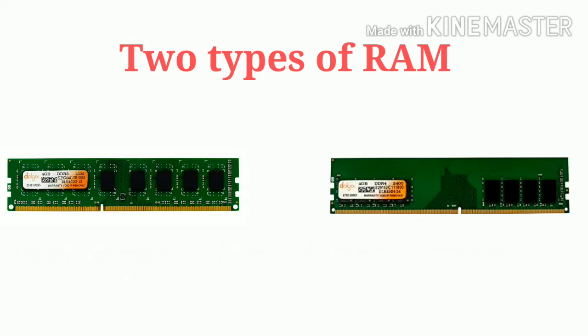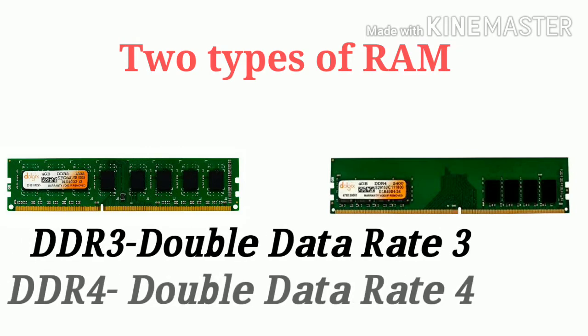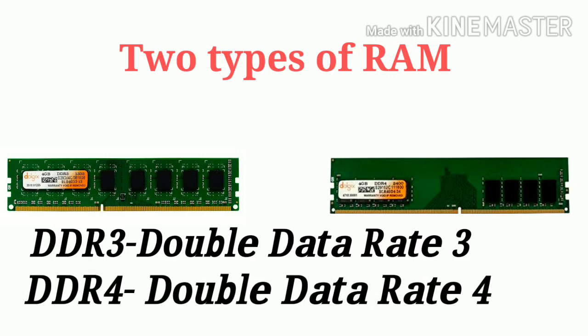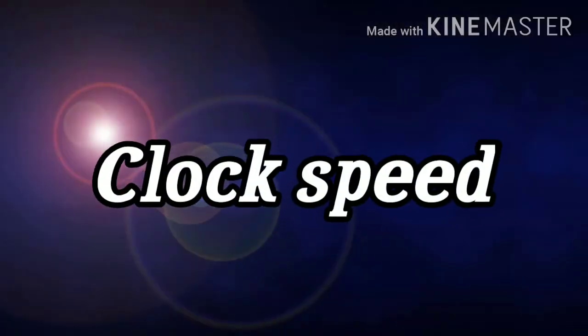Also guys, for extra information, DDR3 RAM stands for double data rate 3 and DDR4 for double data rate 4. So guys, we have to go to the official motherboard page and see what type of RAM a motherboard supports. Okay guys, so let's start the next topic.